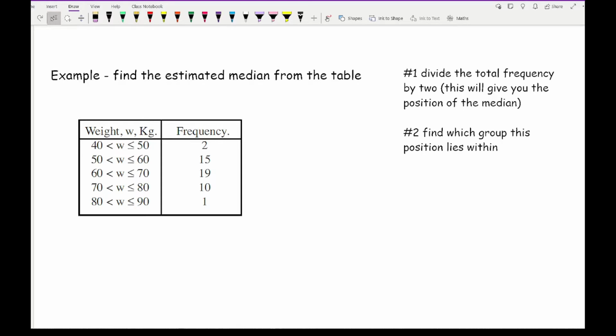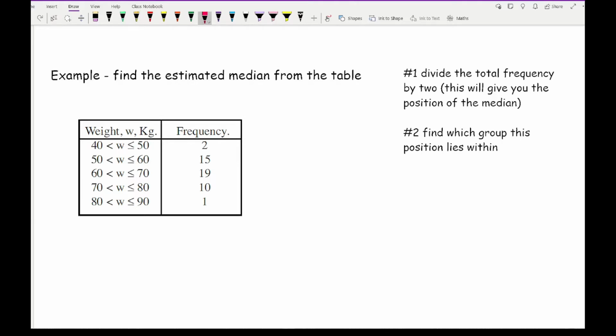So the first thing you want to do is find the total frequency. Sometimes the total frequency will be given to you in the information in the question. For example, it may say that 75 people were weighed and these are their results. So you don't need to add up the total frequency column. It tells you that there's 75 people, so the total frequency will be 75. So don't do any unnecessary work. You can simply do it by reading the question carefully.